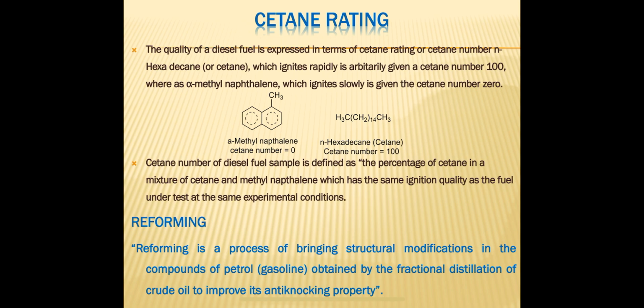So we are going to alter the structural modifications of the hydrocarbons which are there in the fuel. This is mainly done to improve the anti-knocking properties of the fuel. It is carried out either thermally or in the presence of a catalyst. The first method of reforming is thermal reforming.